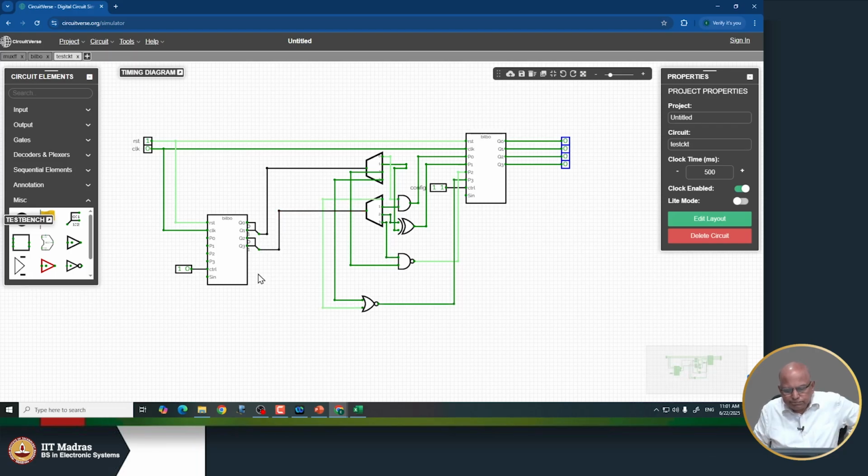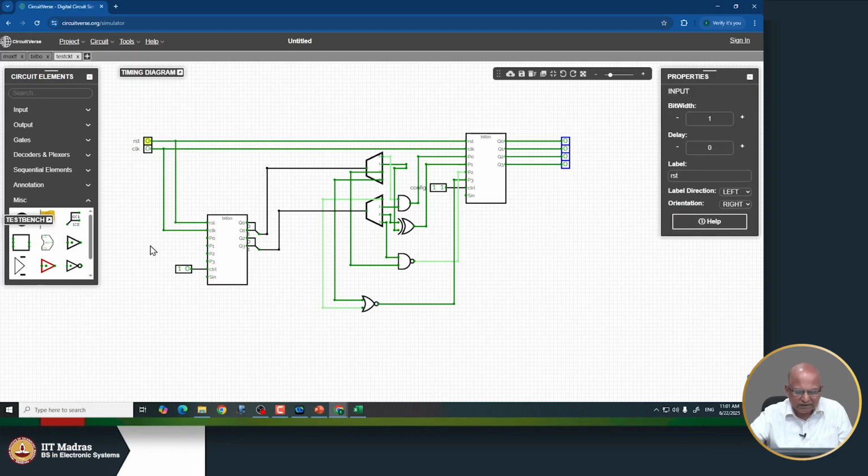So what has happened? We have a Bilbo configured as an LFSR and another Bilbo configured as an MISR, and there is some random logic here. Now start with reset, then lower reset. Okay. Now let us apply clocks and observe the MISR.